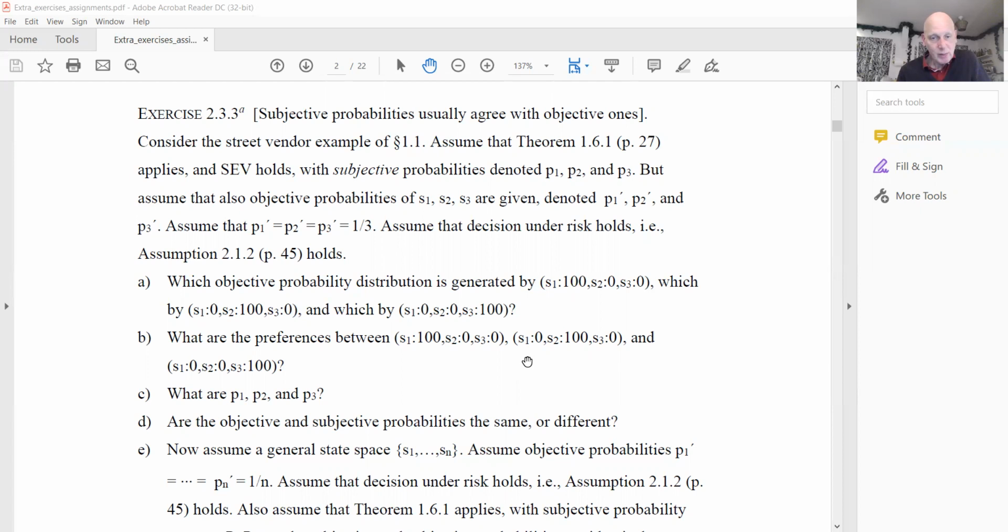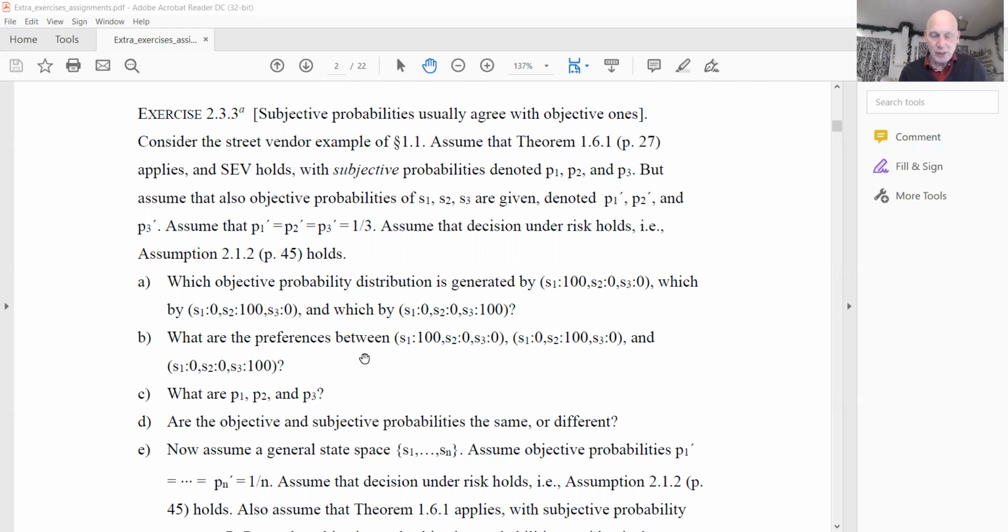Part B, what are the preferences between them? Well, in part A, we saw they all give the same objective probability distribution. By the assumption of decision under risk, the only thing that matters about a prospect is the objective probability distribution that it generates. So they are identified in that manner. So they are surely indifferent. So the answer to part B: these are indifferent.